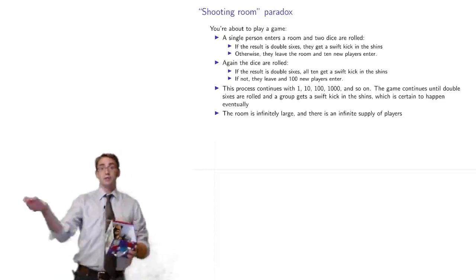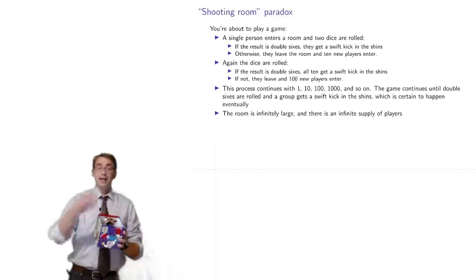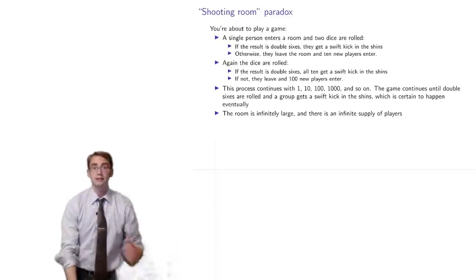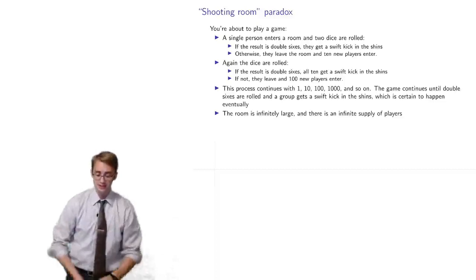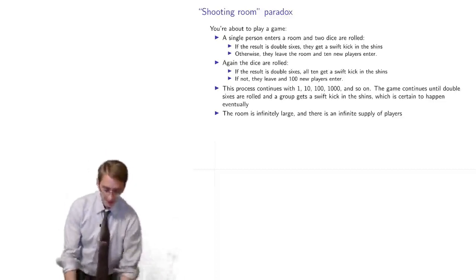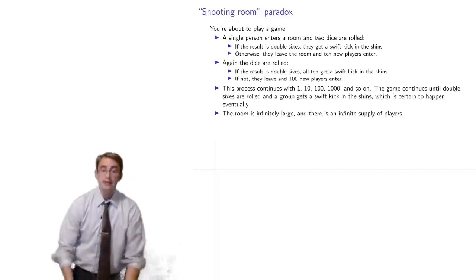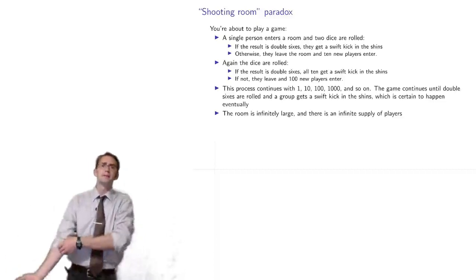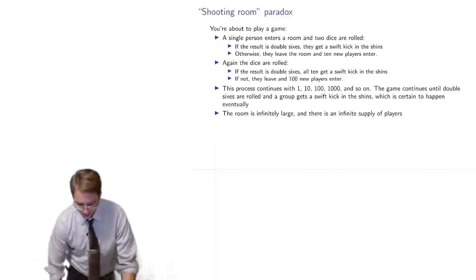Once again, you roll the dice. If you get 2 6s, they all get a swift kick in the shins. If the result is anything other than that, they all leave, and they are replaced with, you guessed it, 1,000 people who entered the room. So this game keeps proceeding that way until double 6s is rolled, at which point the people who are in that room, which is probably a very large number at that point, get a swift kick in the shins, and the game is over. It's called the shooting room paradox because it originally involved killing all the people in the room, but I thought that was a little too graphic.